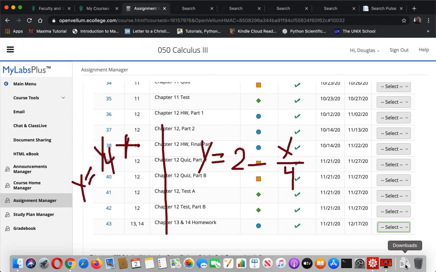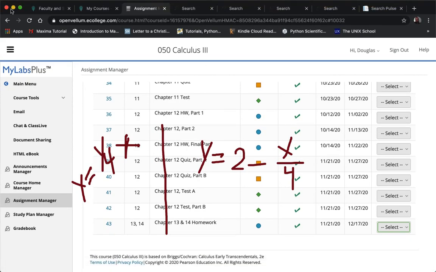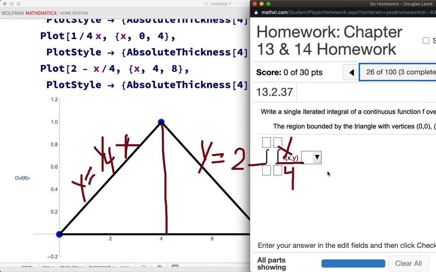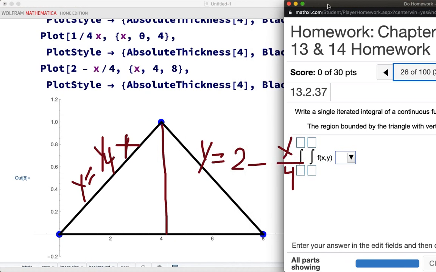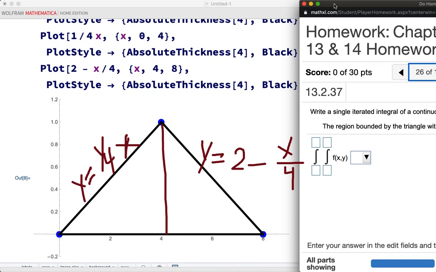That's not what they want you to do for this problem. They want a single integral. So we don't have the option of splitting this up. Personally, I would split this up into two different iterated integrals because it's just easier for me to think about it that way. They want you to do it as a single iterated integral. So in order to do that, we have to really think carefully.